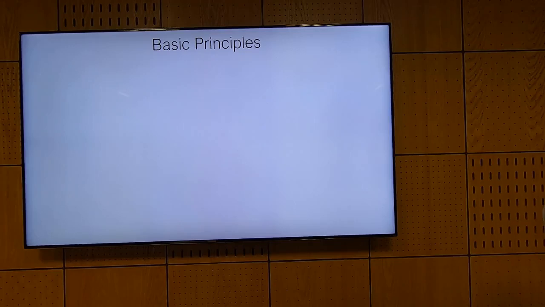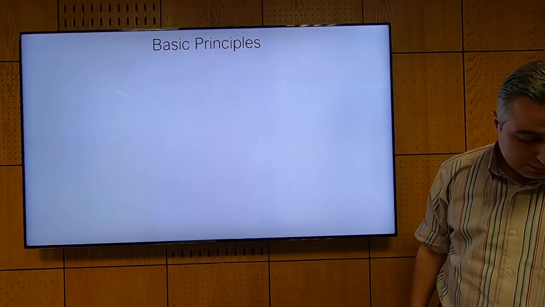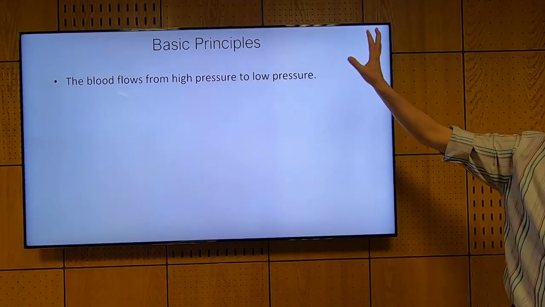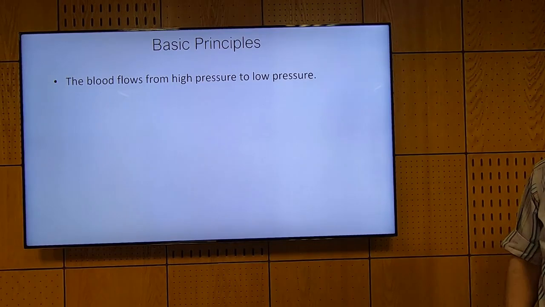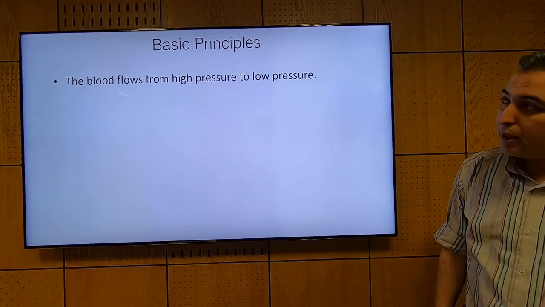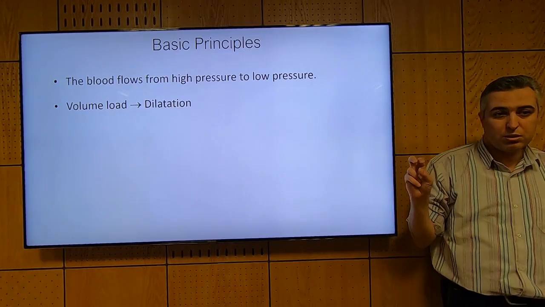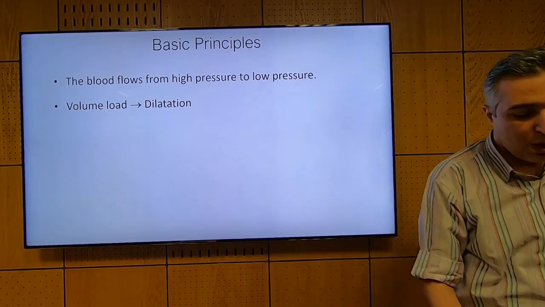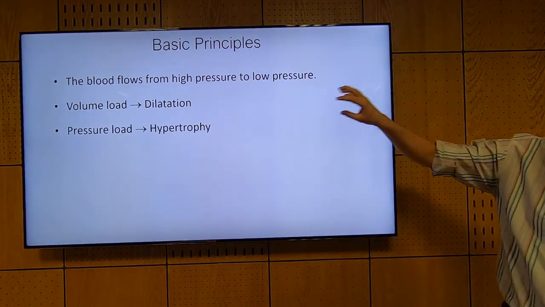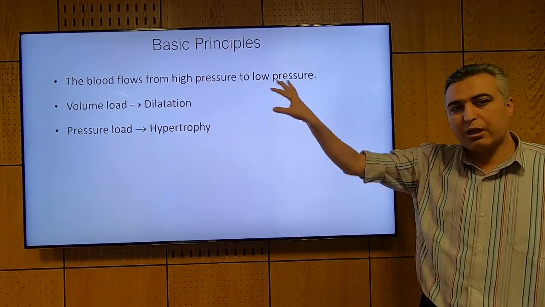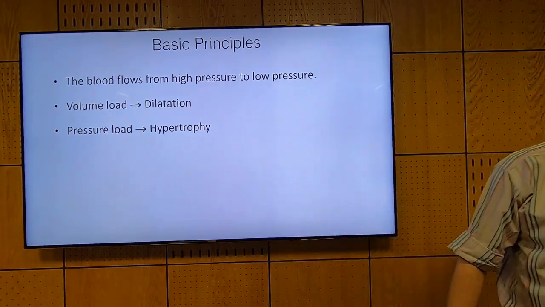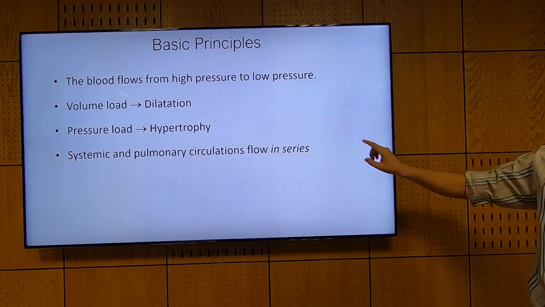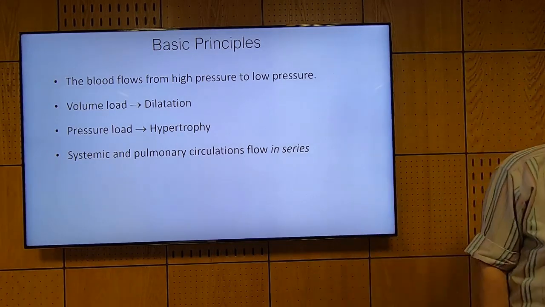So let's state some very basic principles. The quite obvious one is that blood flows from high pressure to low pressure. This is easy. And the chamber that gets volume load will get dilatation, while on the other hand, if a chamber gets pressure load, this chamber will become hypertrophied. And we've stated already that systemic and pulmonary circulations flow in series.